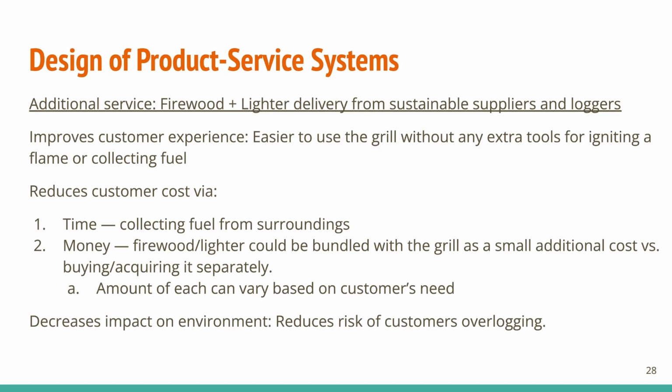Based on the product shown after the design for manufacturing changes, a potential service that could be integrated to form a product service system is a firewood and lighter delivery service from sustainable loggers and suppliers. Currently, the product does not provide any fuel or flame to start the fire. The user must acquire fuel and provide their own ignition device to be able to use the grill for its intended primary function of cooking food.